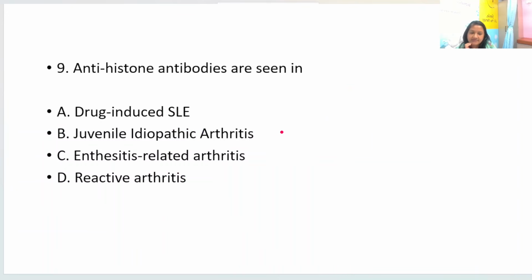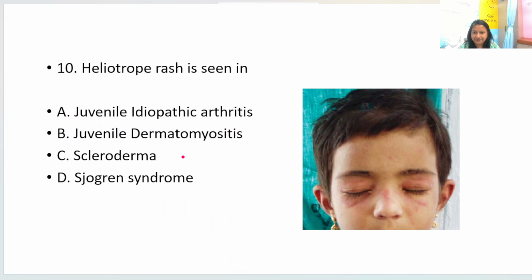Antihistone antibodies are seen in, the answer here is antihistone antibodies are seen in drug induced SLE. So remember that antihistamines, right? Antihistamines are drugs, right? A class of drugs. So antihistone, you remember that as, those are seen in drug induced SLE.